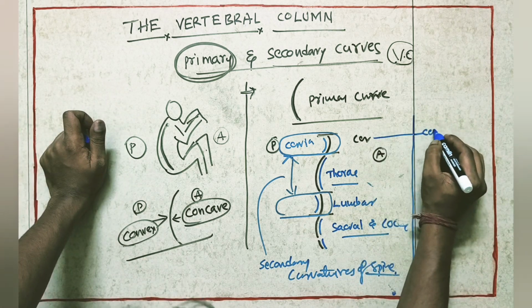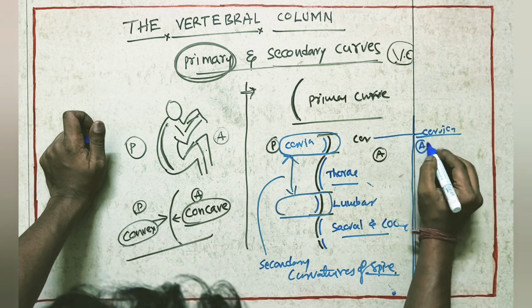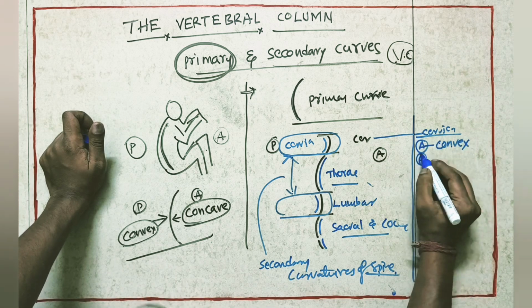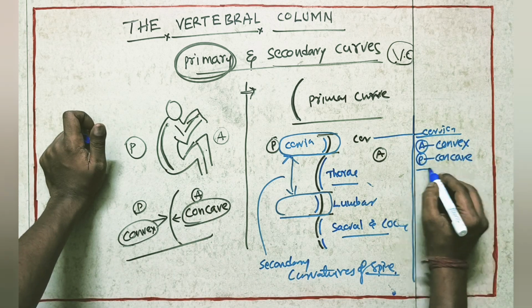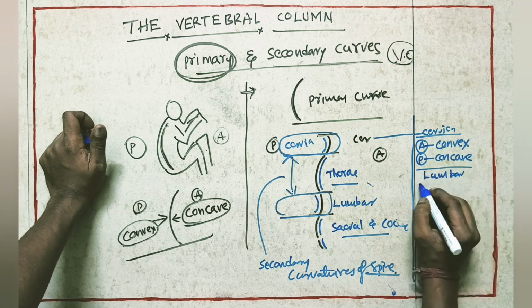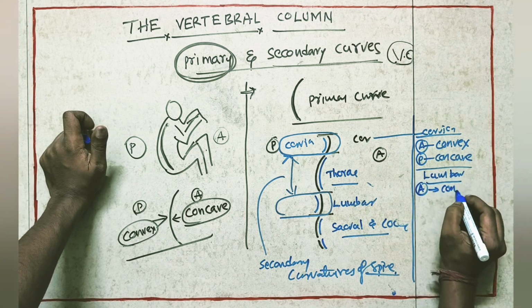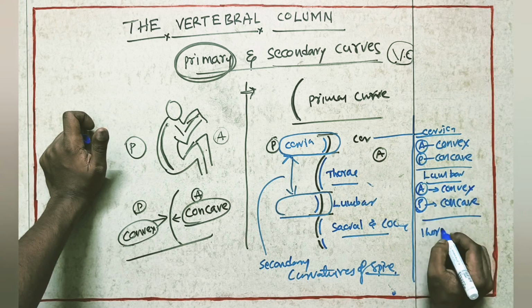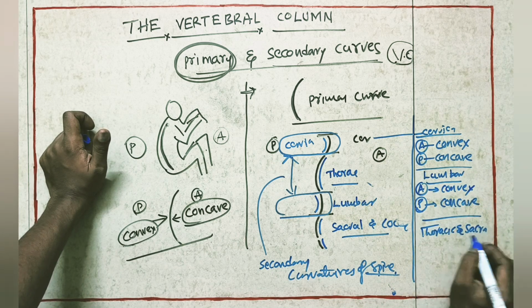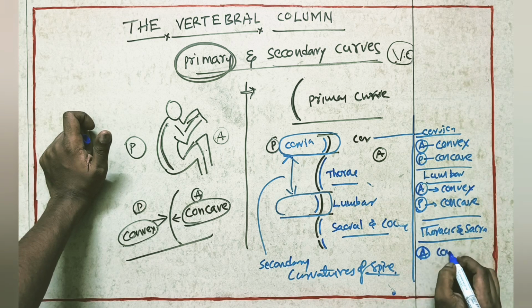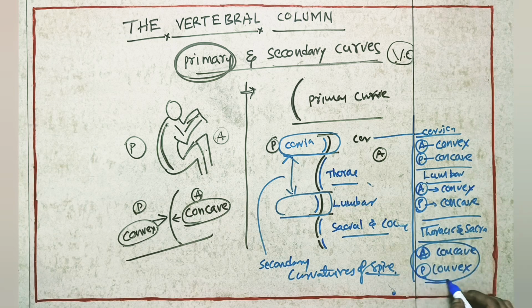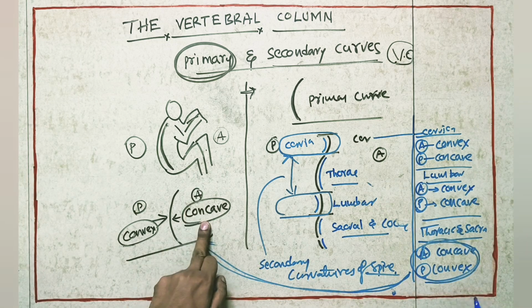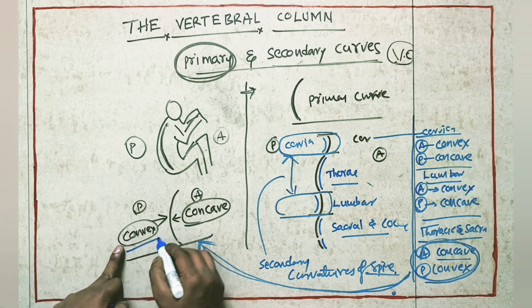If you see cervical, it is anteriorly convex, posteriorly concave. If we see the lumbar spine, here also it is anteriorly convex, posteriorly concave. Thoracic and sacral regions are anteriorly concave, posteriorly convex. So this is equal to the primary curvature: anteriorly concave, posteriorly convex.